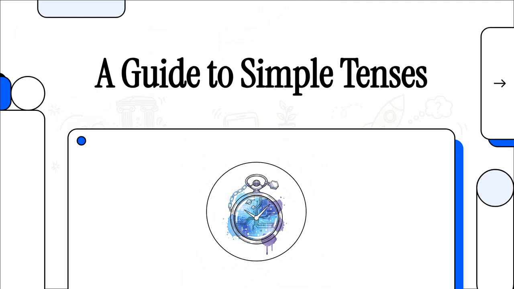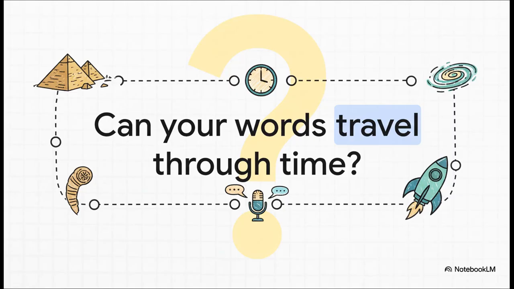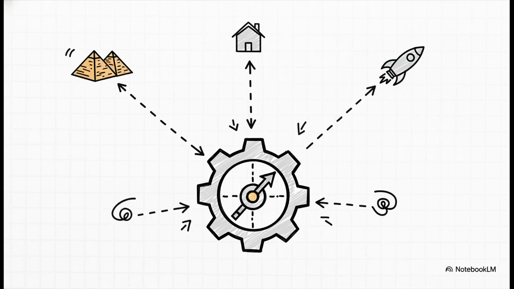But not just any adventure. We're going time traveling. And you know what our time machine is? It's something you use every single day. Your words. So I've got a question for you. Do you think your words can actually travel through time? I mean, really think about it. Can one little sentence talk about yesterday, right now, and tomorrow? The answer is a huge yes. They totally can. And the secret ingredient? It's all in the verbs.